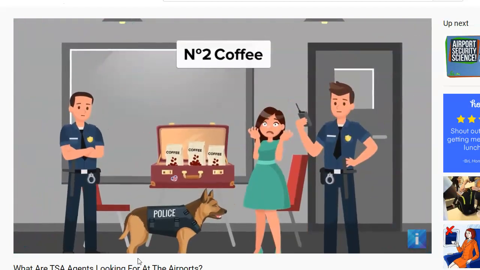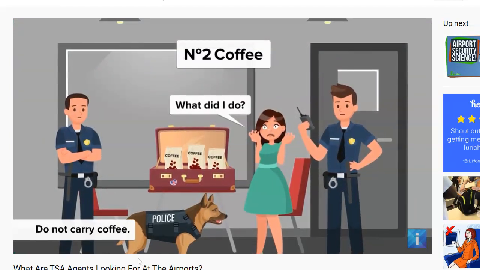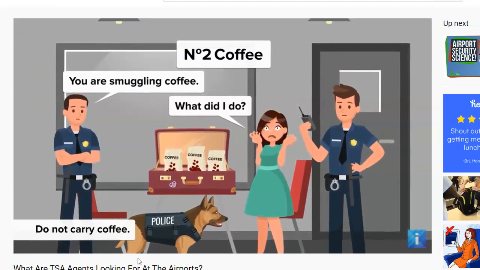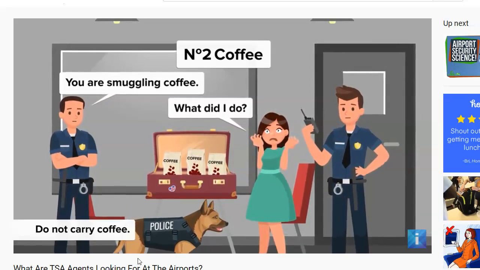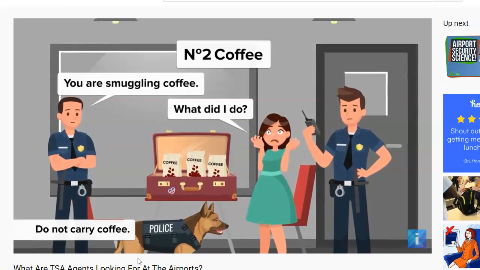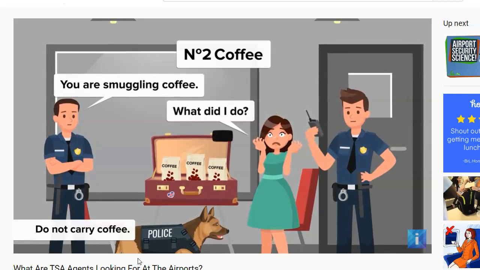Number 2, coffee. Avoid taking coffee with you as a souvenir. Coffee beans are routinely used by drug smugglers to overpower the smell of the illegal drugs they have stashed alongside it. So if you've been on vacation to Costa Rica and you're looking to bring back a jar of Monte Cristal, consider mailing it back to yourself rather than slipping it into your carry-on luggage.